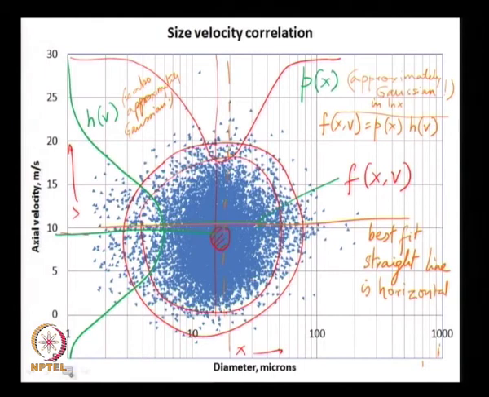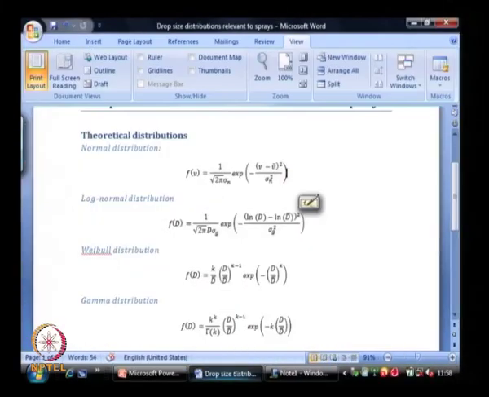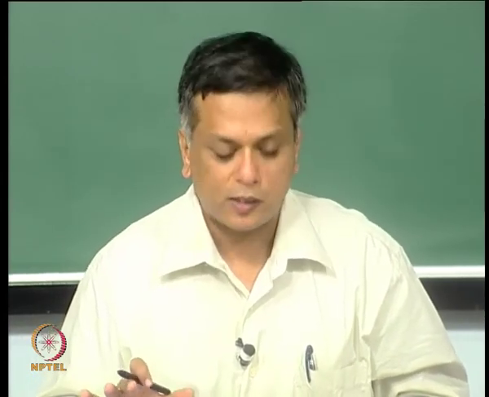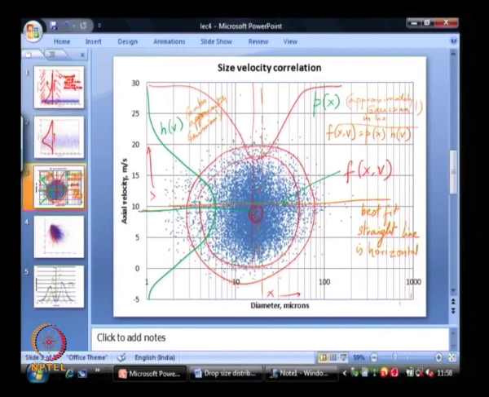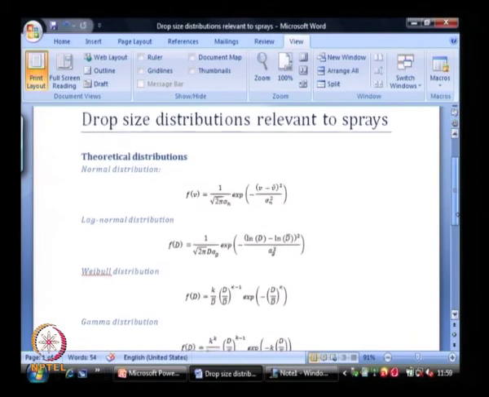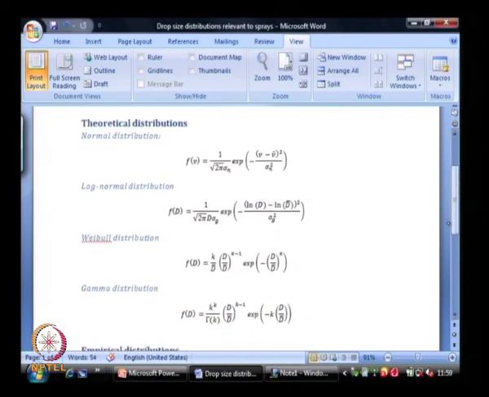So, now with this, let us go back and look at some very simple functional forms. If I have to take this kind of data and actually generate p of x or h of v, what I need is a mathematical function for p of x or for h of v that I can find a best fit to this data set. Some of those mathematical functional forms are listed here. The simplest is called the normal distribution. So, this is like your h of v.